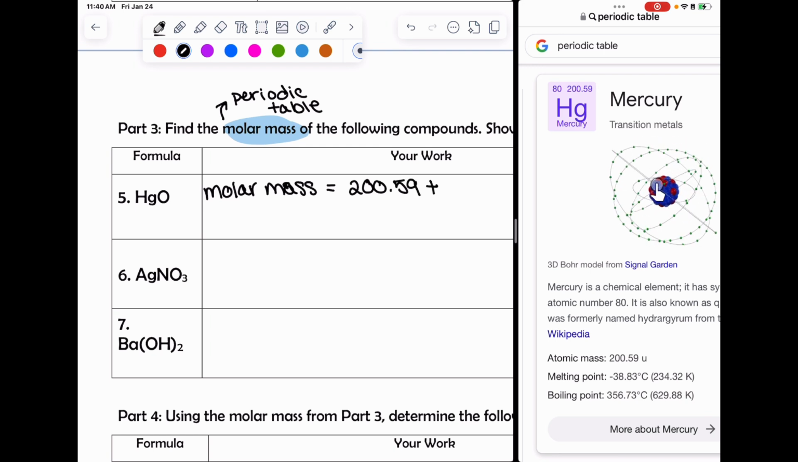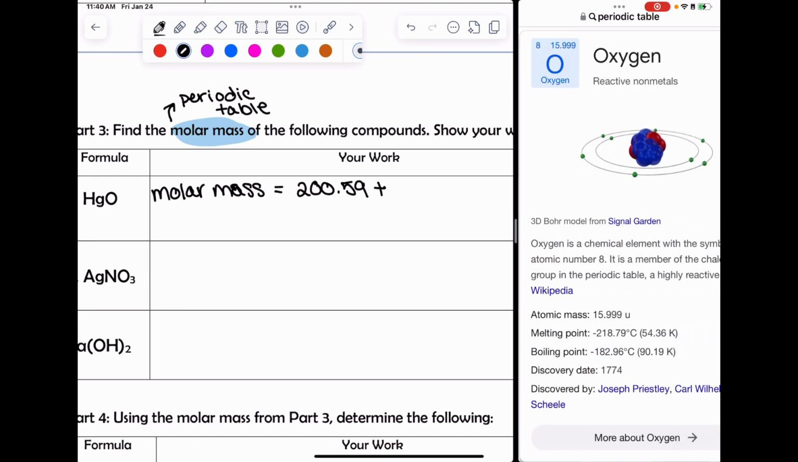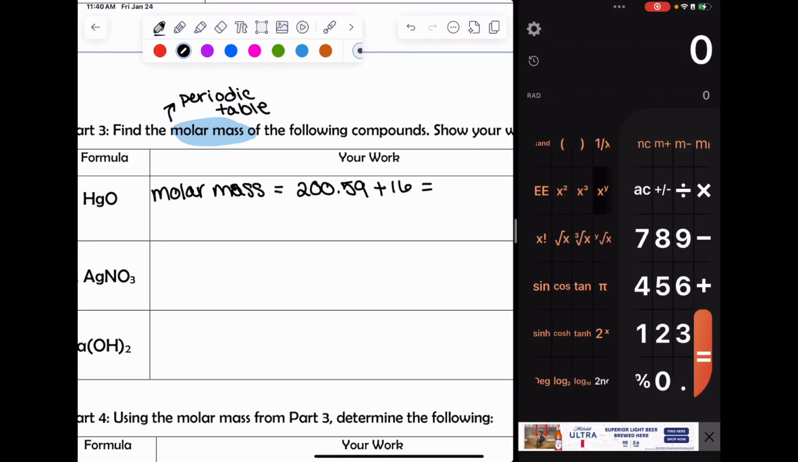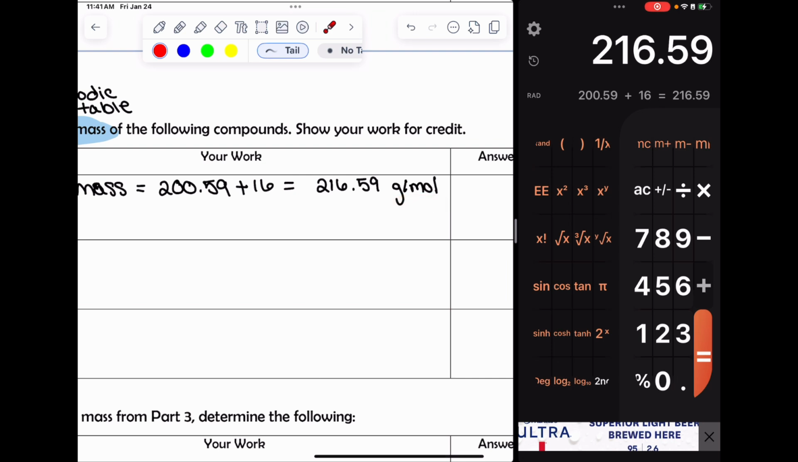Mercury has a mass of 200.59 plus oxygen. Oxygen has a mass of 15.999. I round that to 16. And when we add these together, 200.59 plus 16, we get a total of 216.59 grams per mole. I need you to include grams per mole in your answer. This is going to help you on the problems to come.